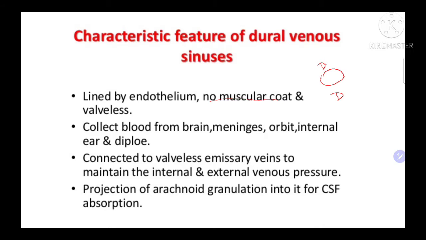You can see here the function of the sinus: they collect the blood from the brain, the meninges, the orbit, the internal ear, and the diploe. They are connected to the emissary veins, and maintain the internal and external venous pressure. It's important because we remember they don't have these muscular walls. If we cut the sinus, they are going to stay open. They are not elastic at all, not contractile, not elastic.